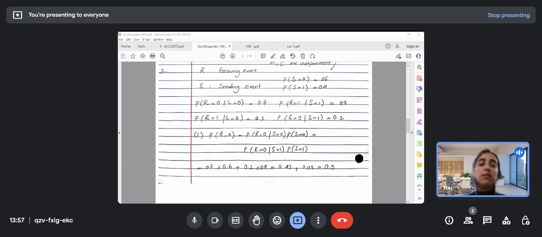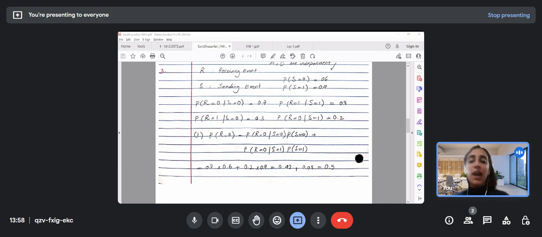Based on the information in this question, I have defined two events: the sending event, which is the sending of the signal, and the receiving event. From the question, we know that the probability of sending a zero signal is 0.6. And obviously, the probability of sending a one signal is the complement of that, so it is 0.4.